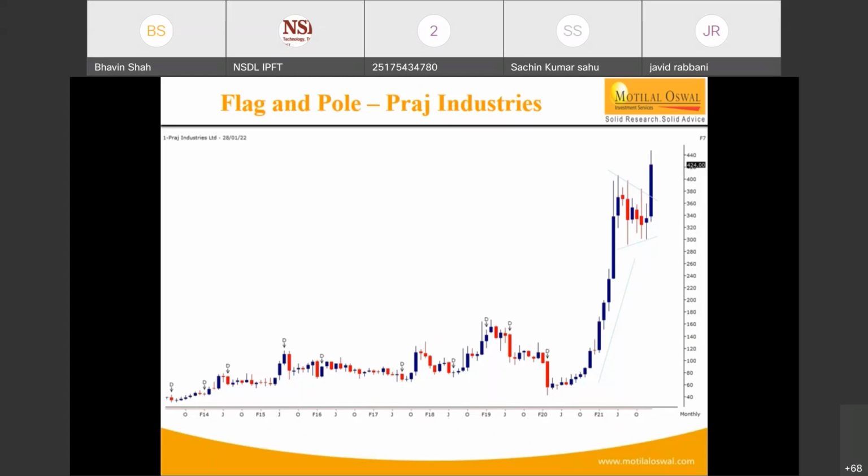So the breakout of the flag and pole was there again near 360, and you've seen that it's almost touched a high of 440. And there is very strong momentum in this stock currently as well. So this flag and pole does really move well.